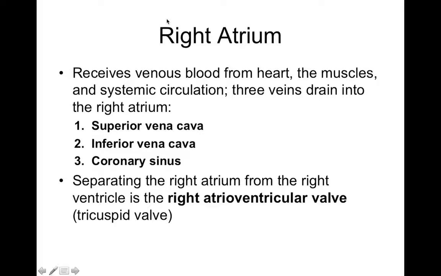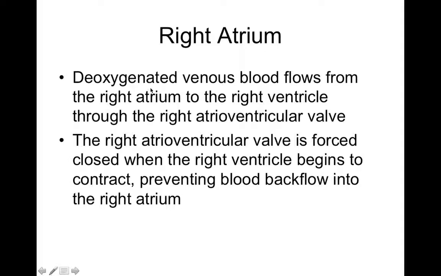So the right atrium is part of the right side of your heart, hence the name right atrium, and it's going to receive venous blood from several different areas. It receives systemic venous blood from the superior and inferior vena cava, and it also receives venous blood from the coronary sinus. So it's the coronary sinus that drains that venous blood from the coronary veins itself back into the right atrium. Now, the right atrium is separated from the right ventricle by the right atrioventricular valve, also called the tricuspid valve. And so it receives this deoxygenated venous blood from different veins.